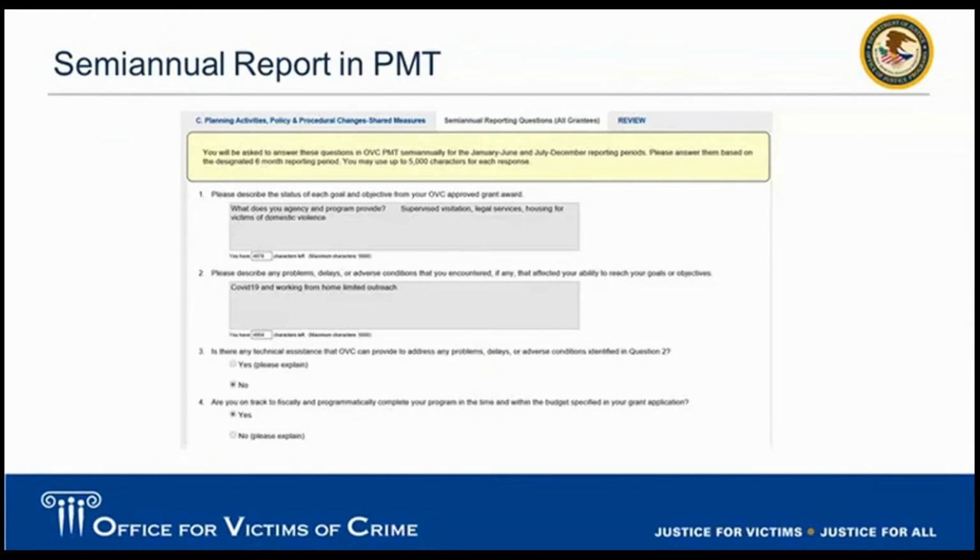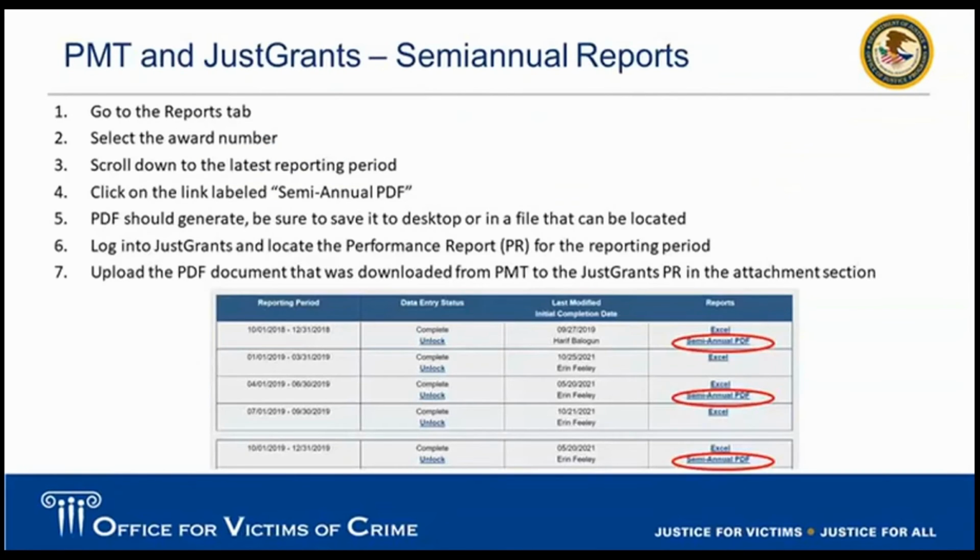I wanted to show you what the reports look like. There's, like I said, 8 questions. This is only 4, but you can scroll through the page and you'll get to the other 4 questions. Most of them are narrative questions, and there's a 5,000 character limit. That does include spaces, unfortunately. And the system will let you know if you are about to exceed that limit. There's also some yes and no questions, and depending on how you answer, you will need to provide an explanation in narrative form.